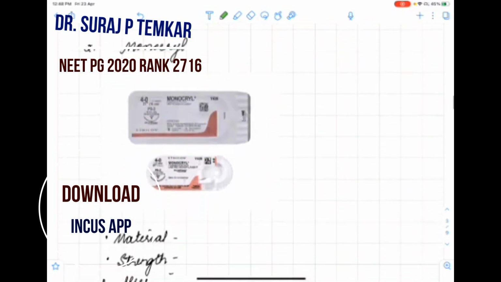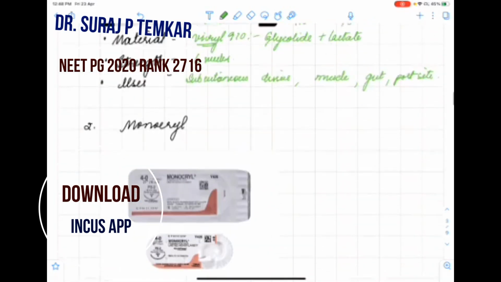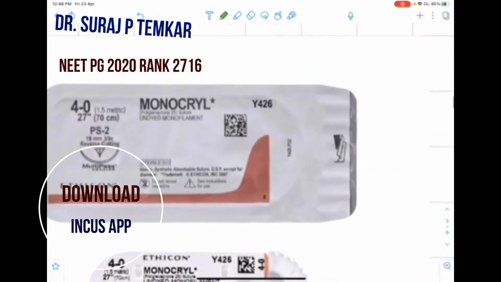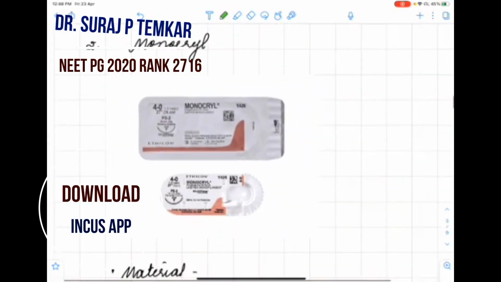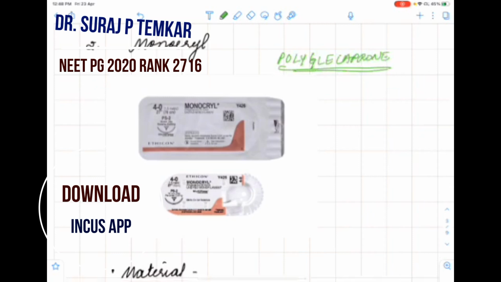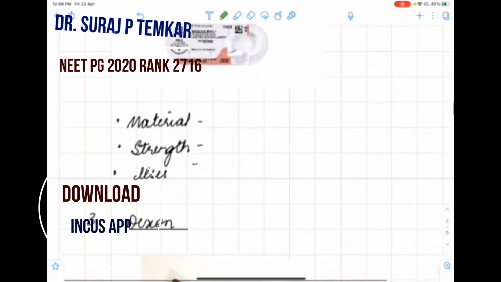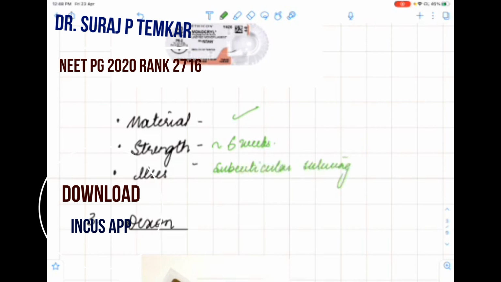Next, monocryl is similar to Vicryl, except that it's made of polyglycaprone. To spell it out properly, it is polyglycaprone. So the polymer of this is called monocryl, and that is the material. Strength remains approximately for 6 weeks, and it's used for subcuticular suturing. Example in face, breasts after removal of a tumor.